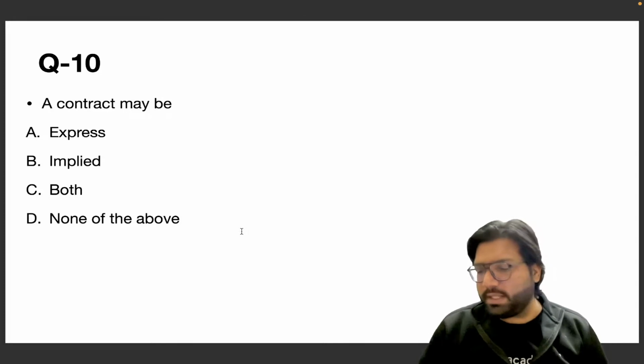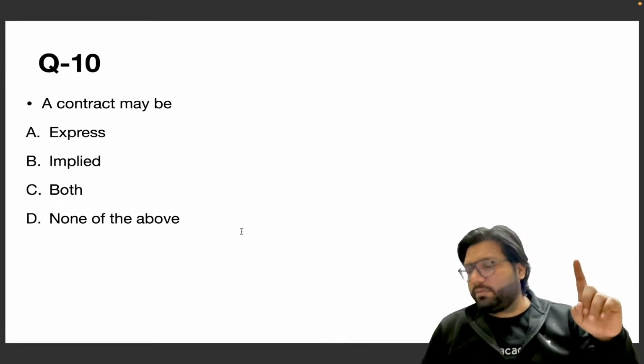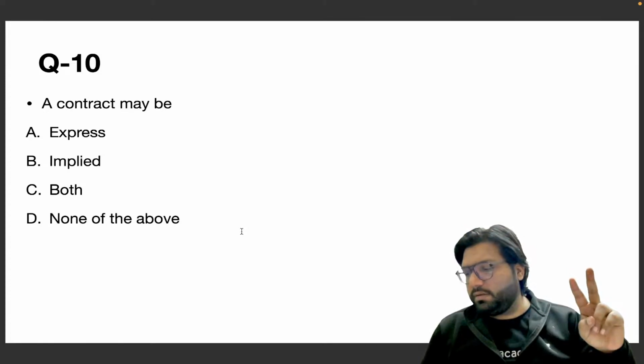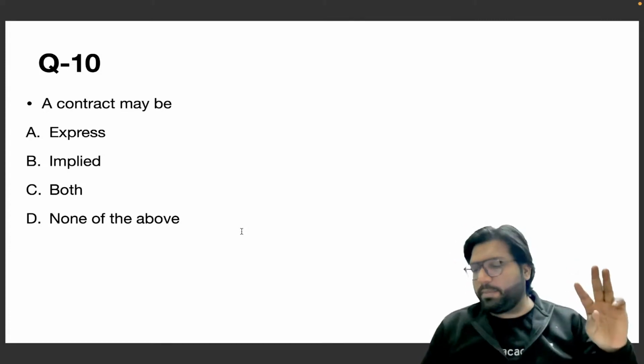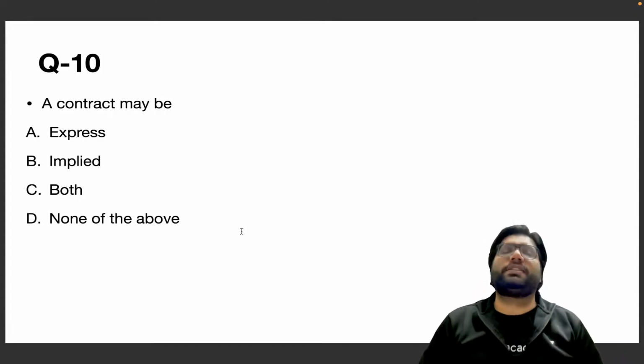Okay, first one to answer question number 10 correctly was Amit, followed by Kajal and Parminder. Parminder has mentioned the section number as well. That is section number 9.